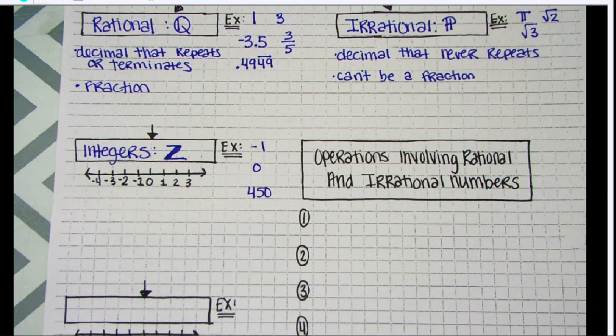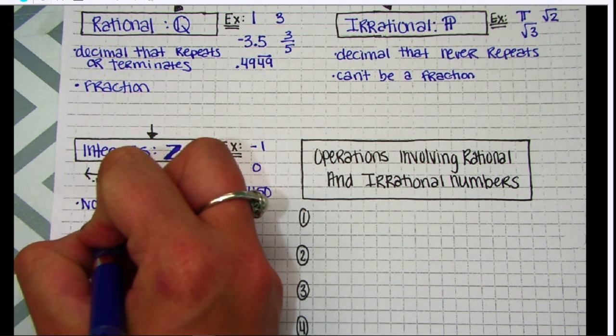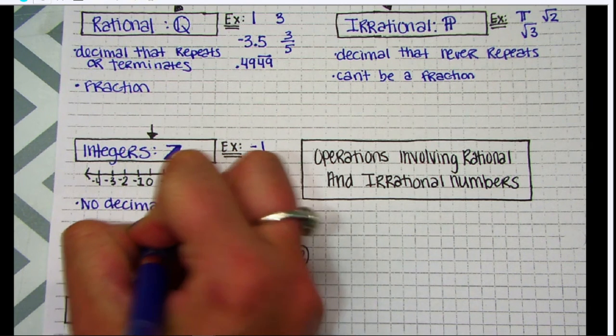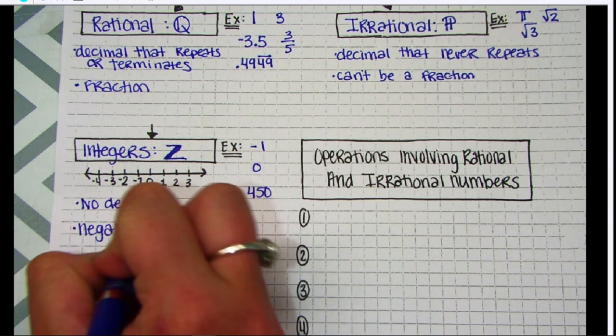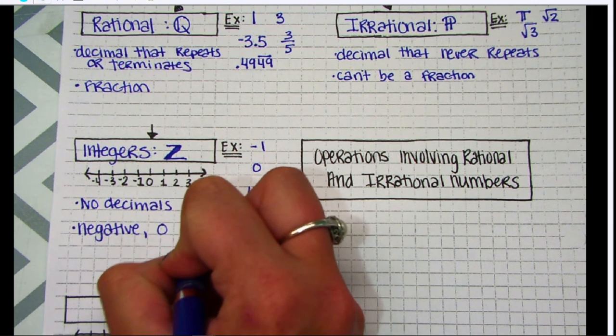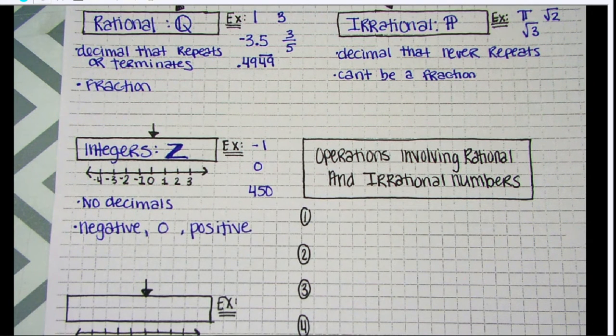Now, 20 over 5 is technically an integer because when you do 20 divided by 5, it's 4. So just keep that in mind. It's just no decimals. Integers can be negative, 0, or positive. So what happens from rational down to integers, we kick out the decimals. Now we can only have numbers with no decimals.